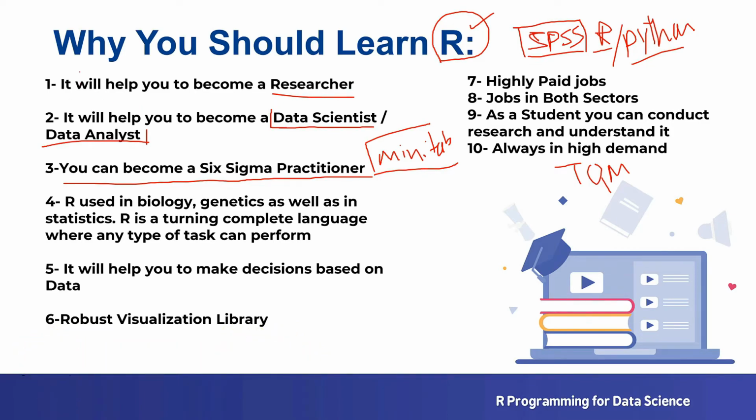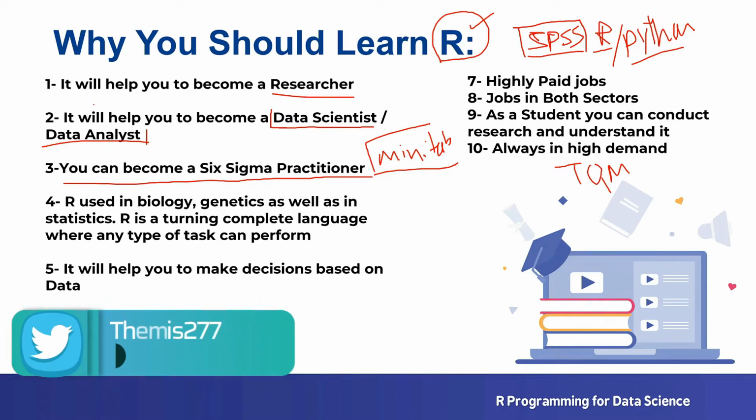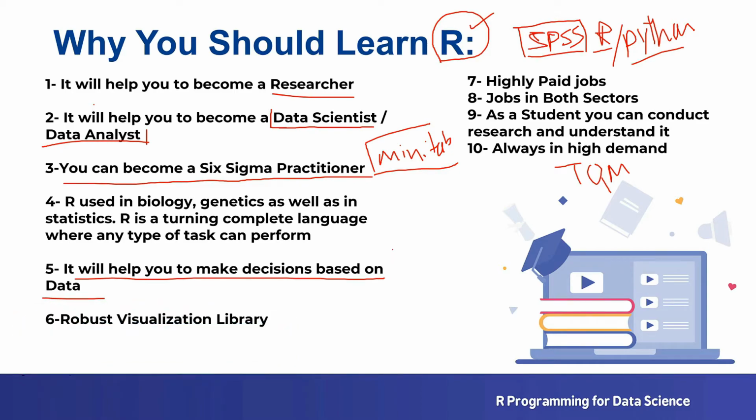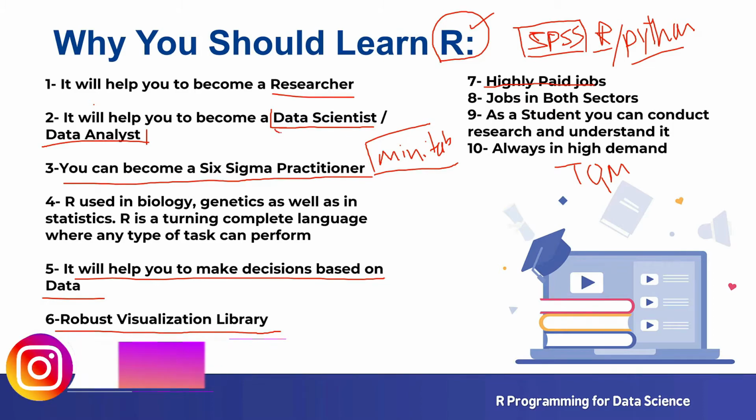Now, R is actually used in biology, genetics, and basically any field that deals with data. I know people who are working in biostatistics using R. It will help you make decisions with data, because you'll be using it to analyze the data. And as I said, it has a robust visualization library. It also leads to highly paid jobs, I mean data scientists, data analysts, and statisticians in general.